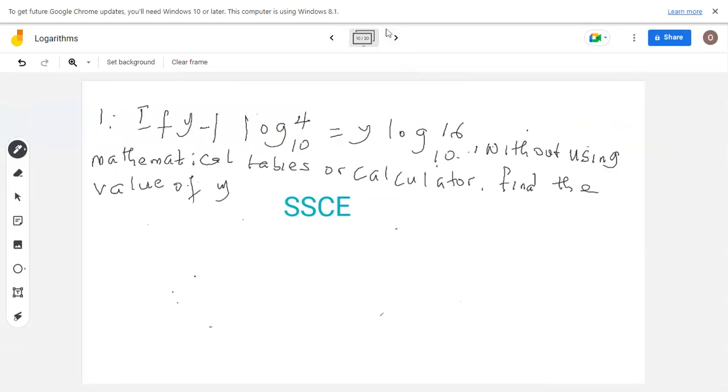In this case, we want to consider problems involving logarithms. Let's take the first question. If (y minus 1) log 4 base 10 equals y log 16 base 10, without using mathematical tables or calculator, find the value of y. In solving this problem, you can write it like this: log 4 raised to y minus 1 base 10 is equal to log 16 raised to y base 10.